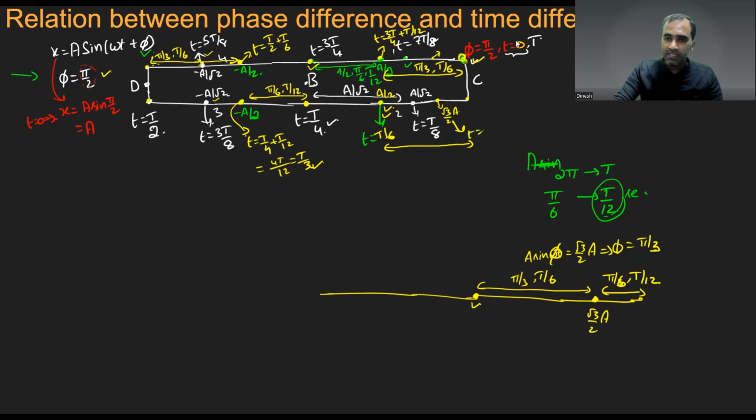When the initial phase is pi by 2, what is the time taken to come from this point to this point? This point to this point is the same as this point to this point. How much is the time taken? T by 12. See, what is the time gap between the extreme position and the root 3 by 2 A point? T by 12. So time taken is T by 12. Similarly, can you analyze the same points here also? Minus root 3 by 2 A point.